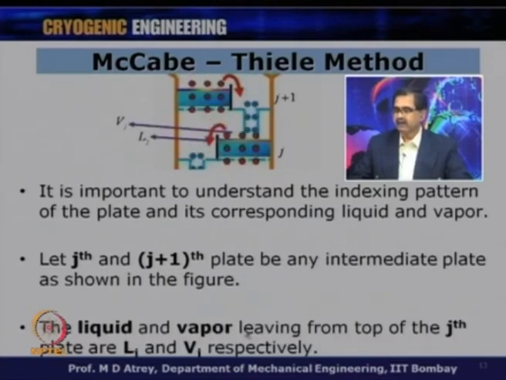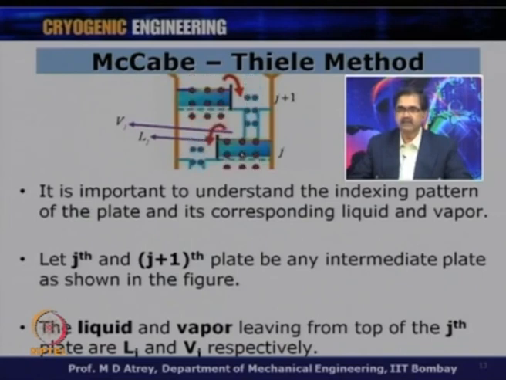The liquid and the vapor leaving the jth plate are called Lj and Vj respectively. Consider any plate, the jth plate. The liquid which is leaving this plate is coming down over this weir, as you saw in the animation, and let it be represented as Lj. Vj is the vapor which is going up, leaving the jth plate. So, for any plate you have Lj and Vj as the liquid leaving the plate and the vapor leaving the plate.